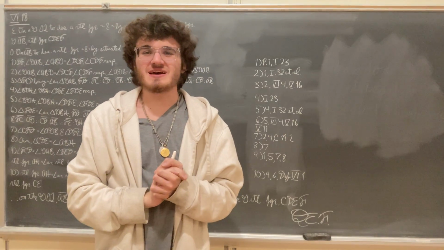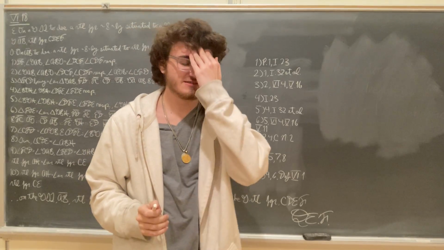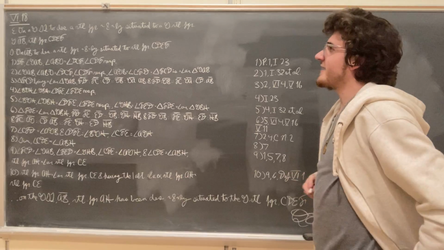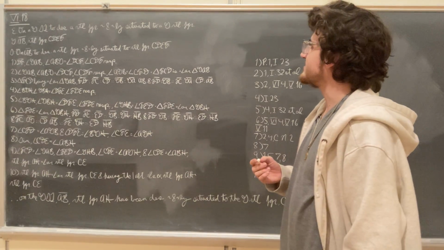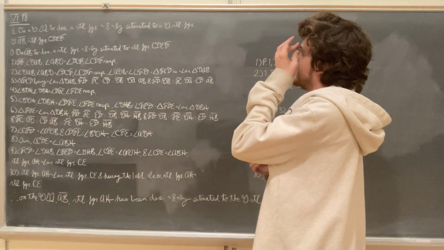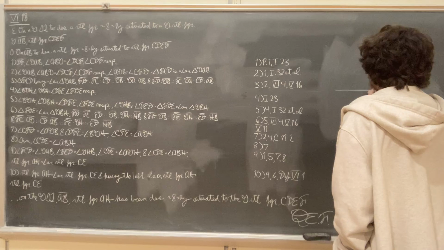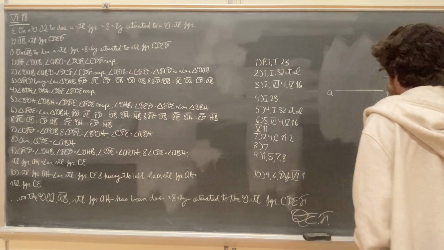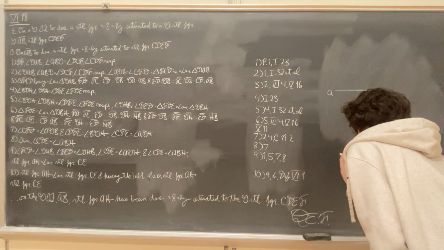Hello, this will be a demonstration of proposition 18 from book 6 of Euclid's Elements, which requires us, on a given straight line, to describe a rectilineal figure both similar and similarly situated to a given rectilineal figure. What we're given is some straight line AB and some rectilineal figure CDEF.